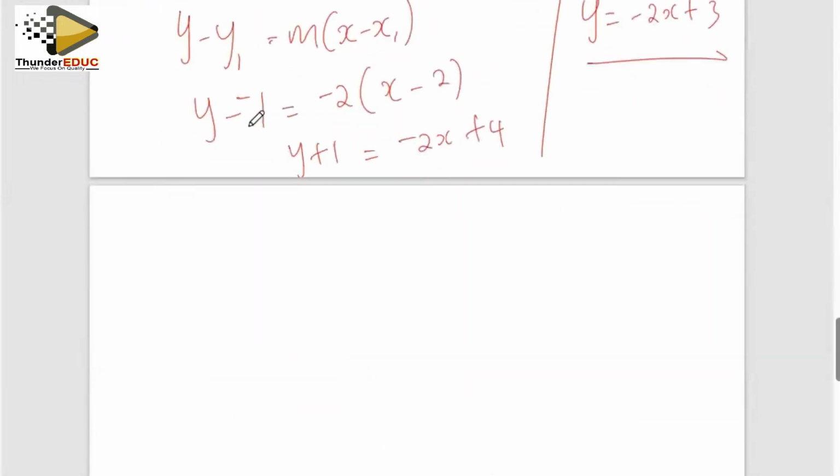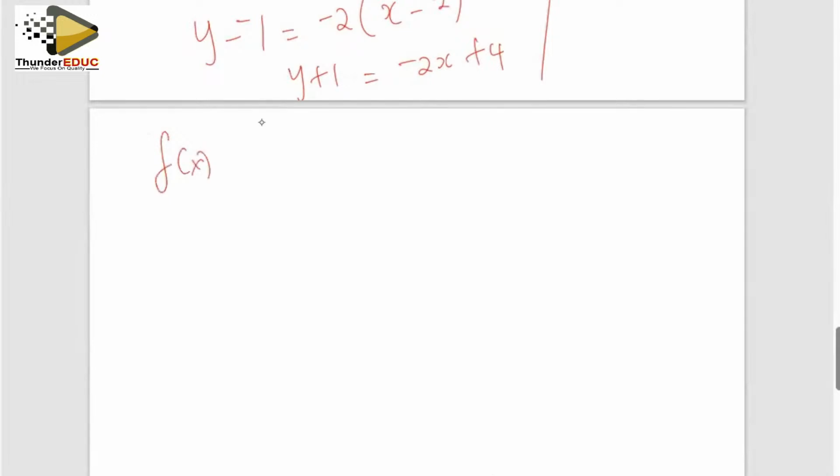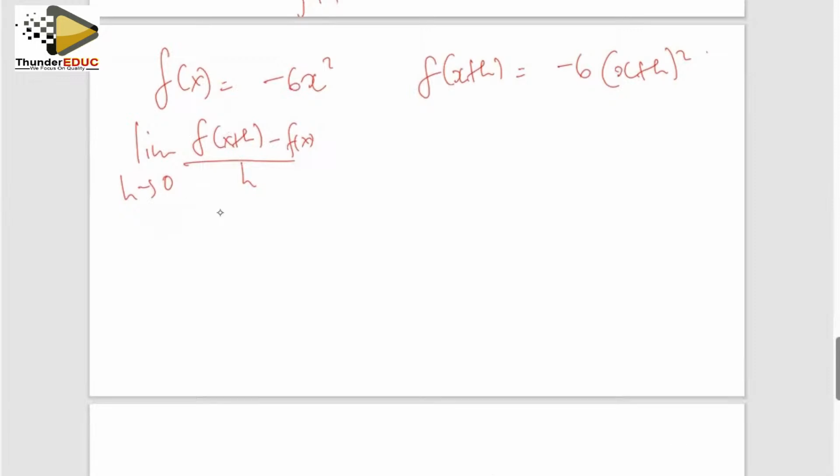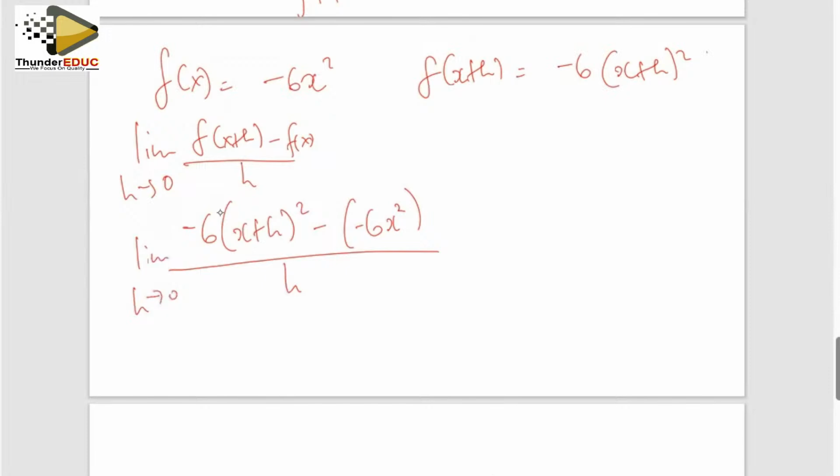Nevertheless, it's there. Let's kill it. So if f of x is negative 6x squared, you know that our f of x plus h will be negative 6 into x plus h squared. The formula for first principles is f of x plus h minus f of x over h, as the limit of h tends to 0. We do the substitution, so negative 6 into x plus h squared minus our f of x, which is negative, I'll use a bracket there, over h, and we keep the limit as h tends to 0.